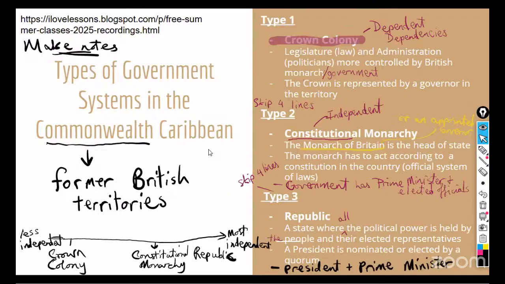Okay, ready? Can I clear this away? We're gonna say which countries are republics first. There are lots of countries in the Caribbean, and you need to know which one is a crown colony, which one is a constitutional monarchy, which one is a republic. So my strategy is learn the smaller groups. One smaller group is the republics, and one smaller group is the crown colonies.